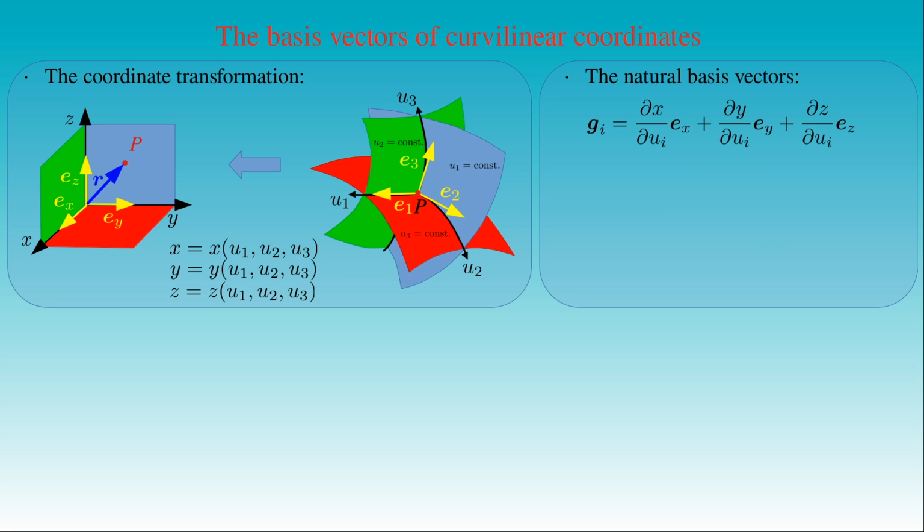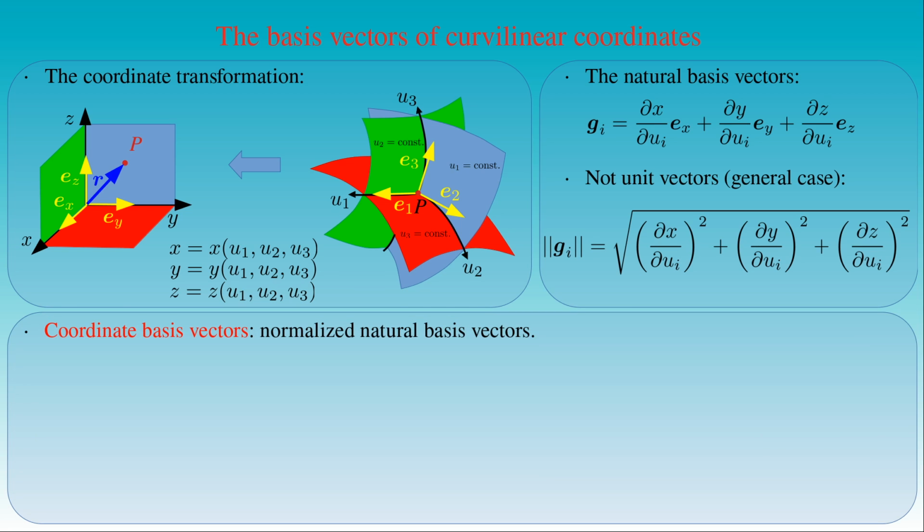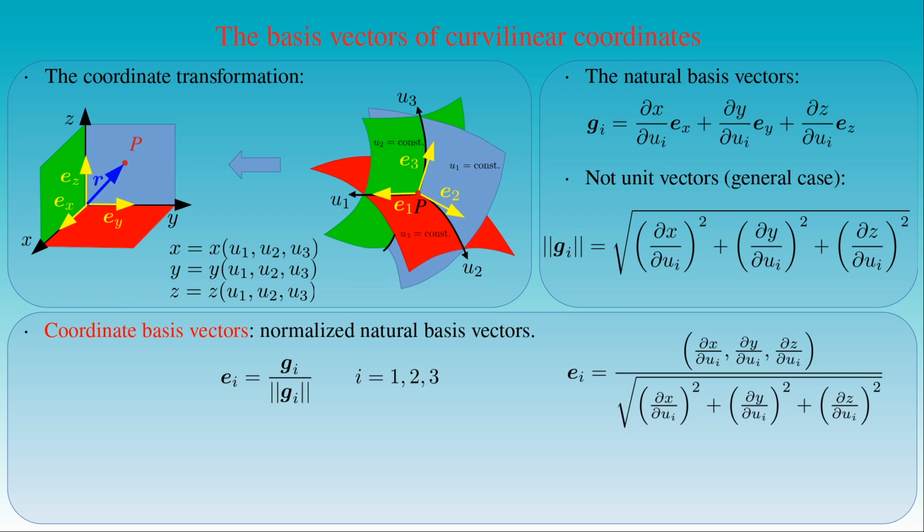The length of each basis vector is given by the square root of the squared sum of its components, which is not necessarily unity. Now, the coordinate basis vectors of the curvilinear coordinates are defined by the normalized natural basis vectors. That is, e_i is equal to g_i divided by the length of g_i, where the index i is running from 1 to 3. Here we can see the explicit forms of the coordinate basis vectors, which are complicated expressions.